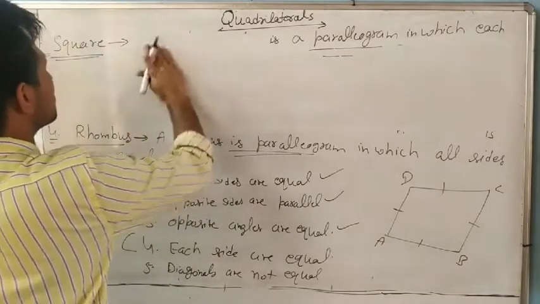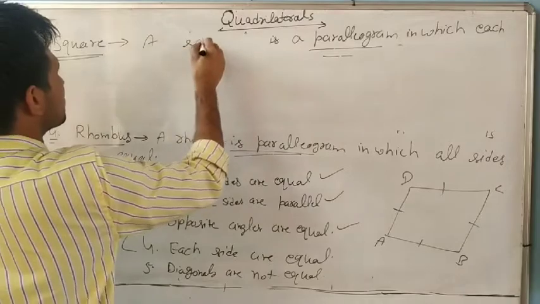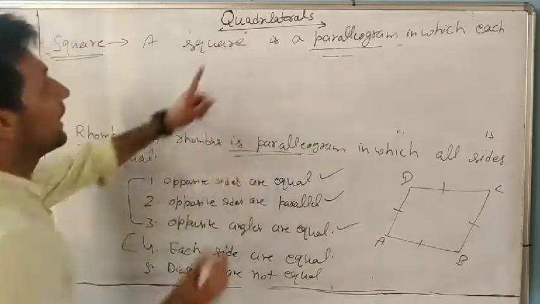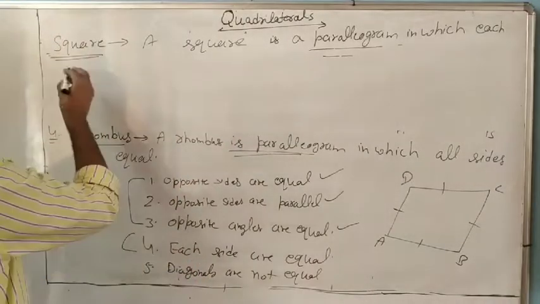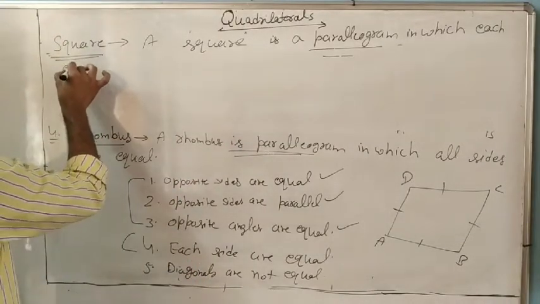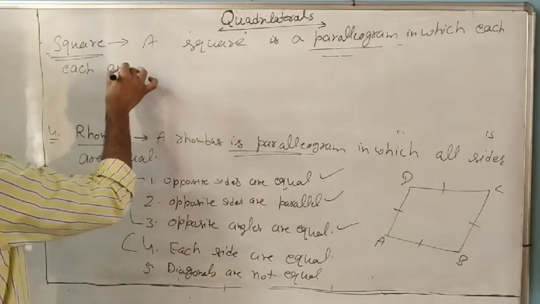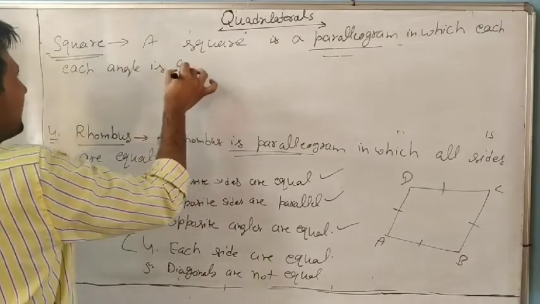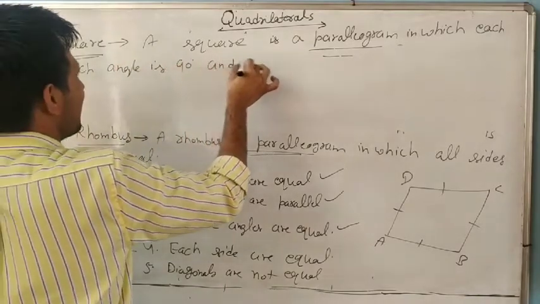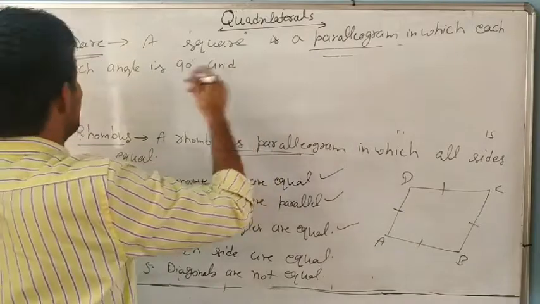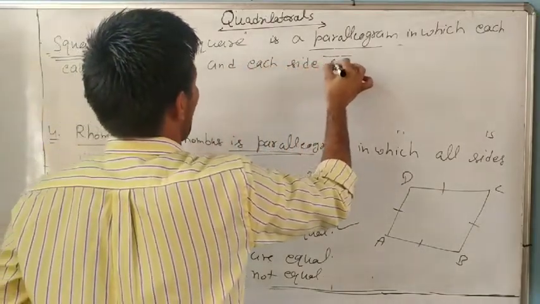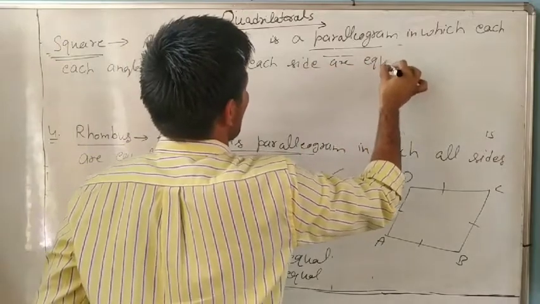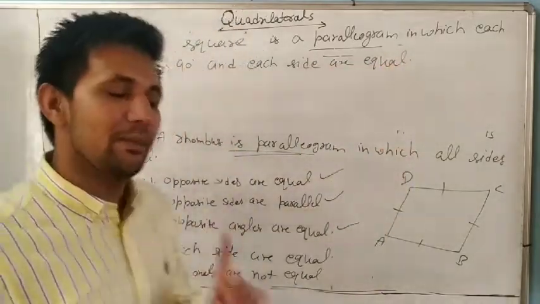Square. A square is a parallelogram in which each angle is 90 degrees and each side is equal.